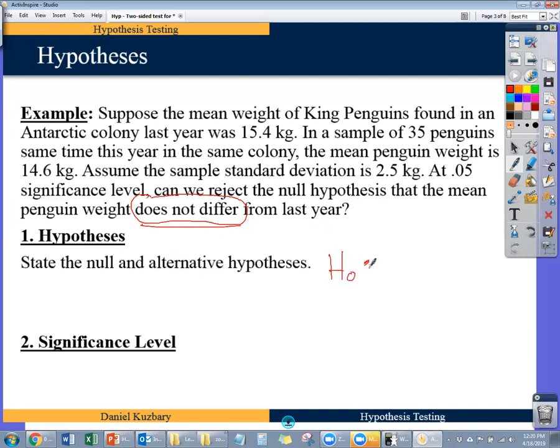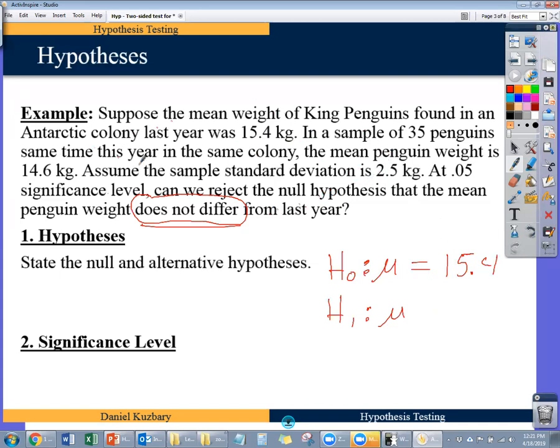So our null hypothesis has got to be mu is equal to something. Our alternative hypothesis has got to be mu is, in this case, not equal to, because we're doing a does not differ, but I'll show you what that is. Our only candidate for mu under the null hypothesis is, well, we want to see if it was different than last year. Last year, this is the population mean, so we're going to see if it's still the population mean. So we're going to use the 15.4 as our mu under the null hypothesis.